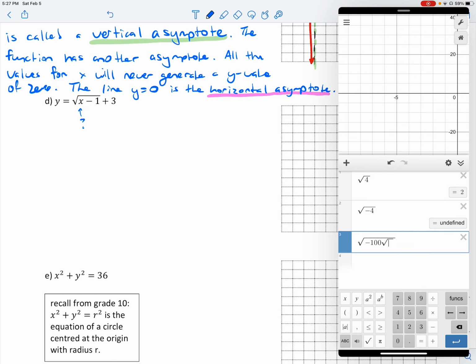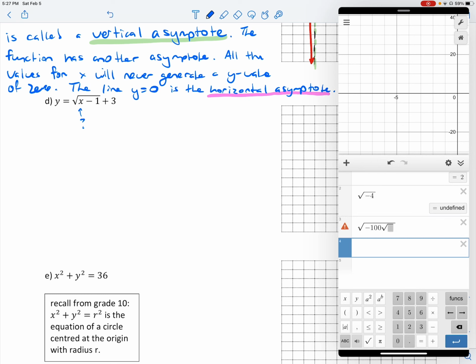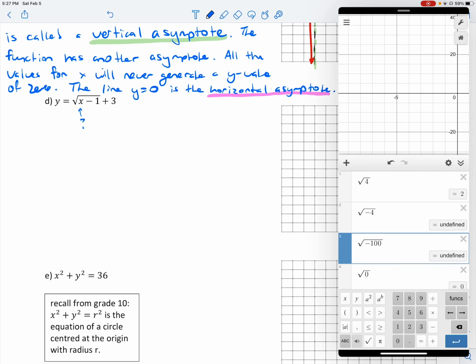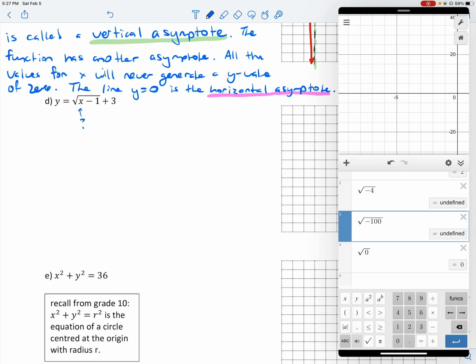What about 0? Is 0 allowed? Yeah, we just get 0. I said that like it was a surprise, but I already knew that. So we need to be a little bit careful here. We don't want to put anything in for x that's going to make the result under the root negative. That would be undefined. It would not be allowed.